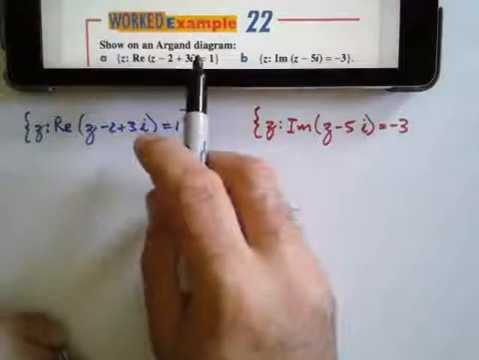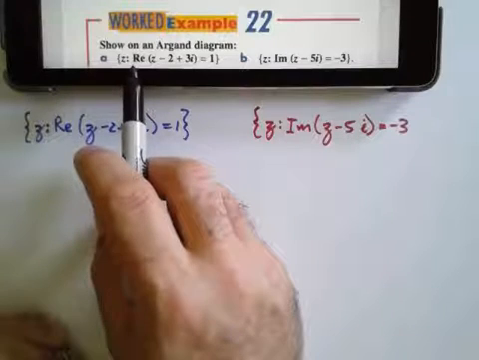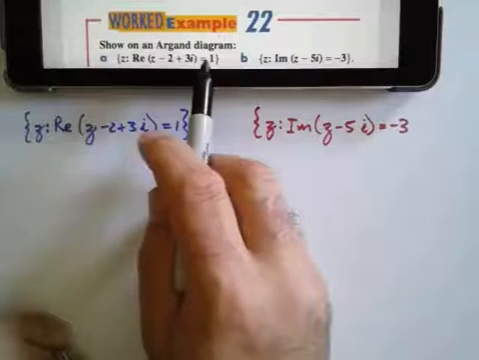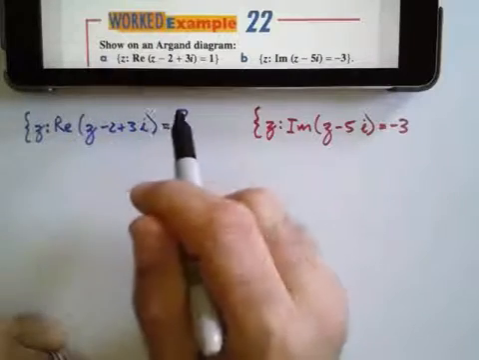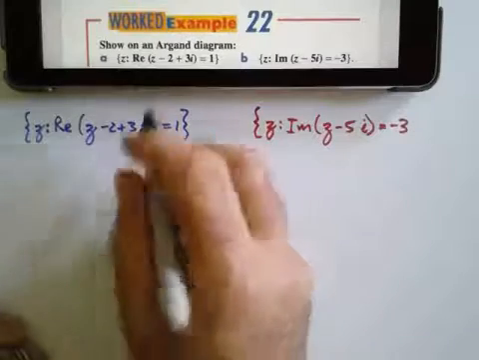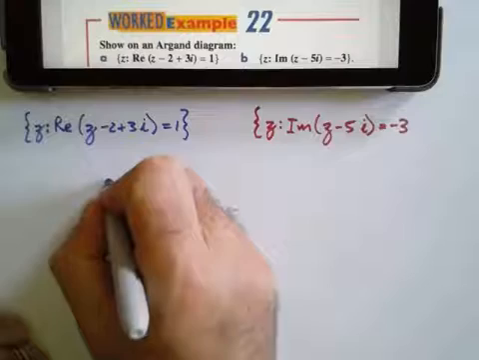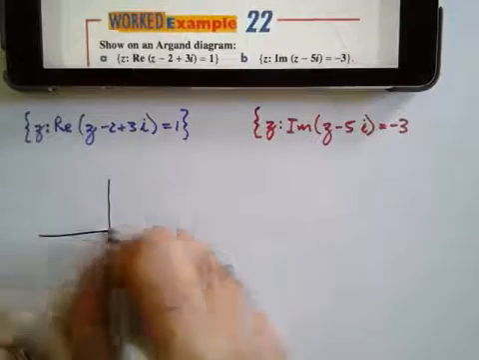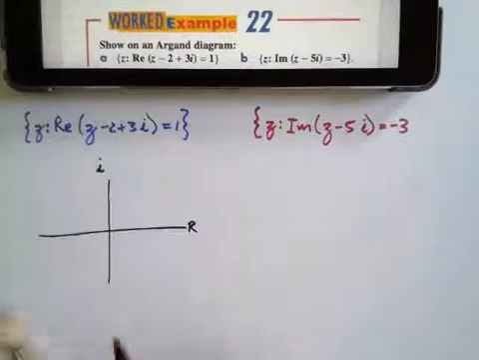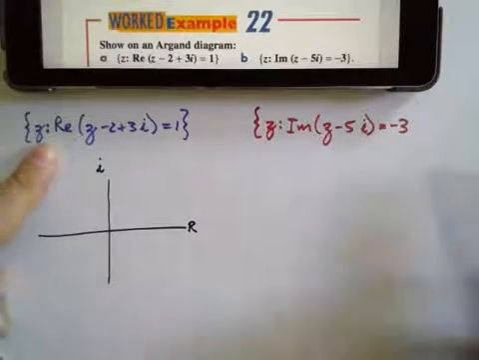show on an Argand diagram z such as the real value of this expression equals 1, or this equation equals 1. We're only looking at the R part, so this means there's going to be translation, and let's have a look at how it's going to look. I'm going to start off with my R value and my imaginary value, and we're only going to look at this question. We're going to look at the real part.